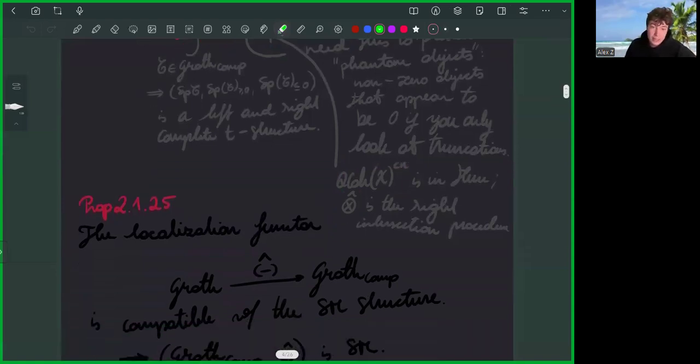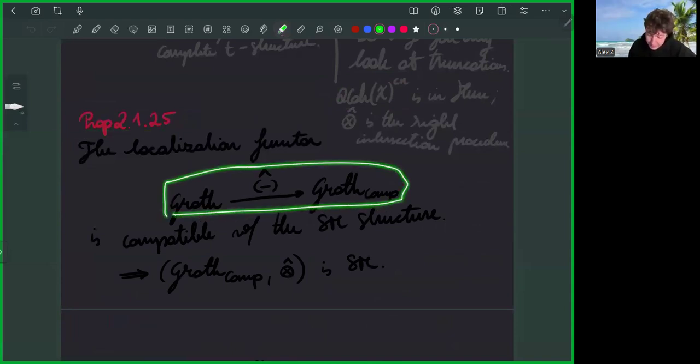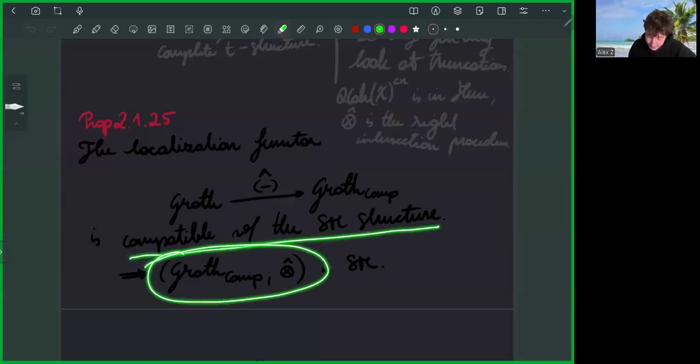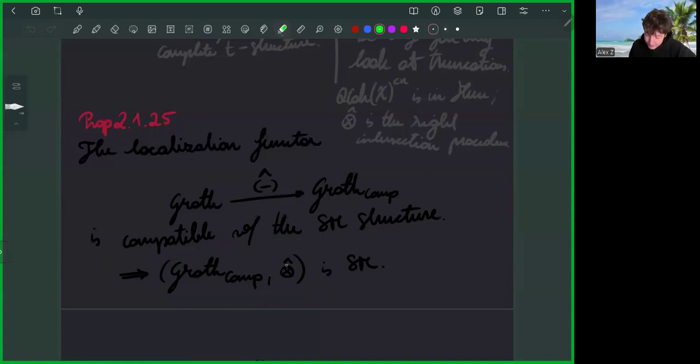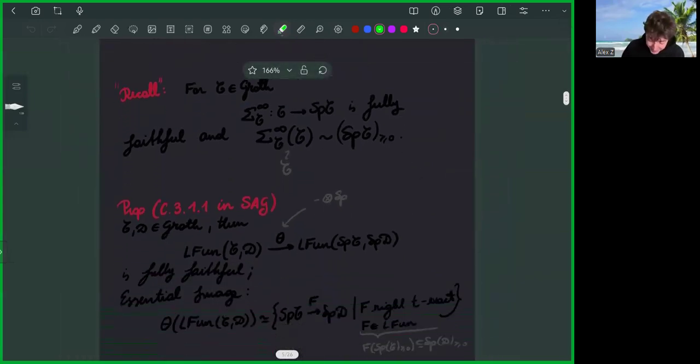Okay, so this is another proposition that we probably did last time: this left adjoint functor, this completion functor, is compatible with the symmetric monoidal structure. So in particular, what we get is that this category Groth comp with this induced monoidal structure is in fact a symmetric monoidal structure. Okay. And then almost done with the recap. So again, bear with me.